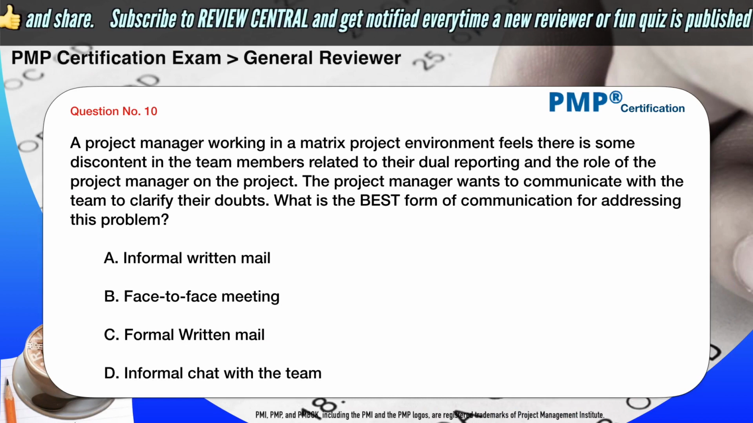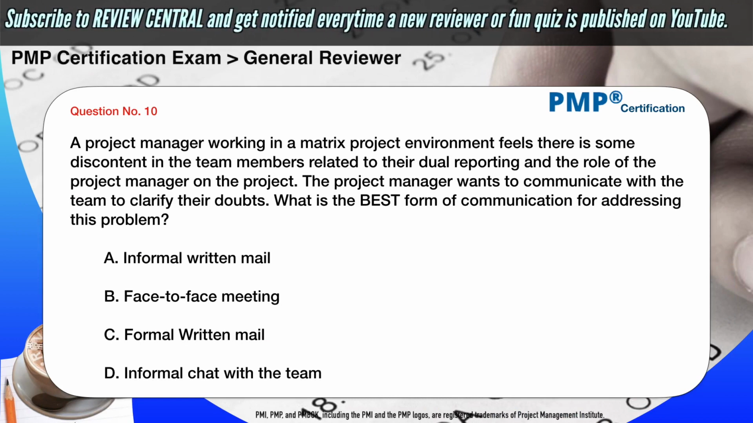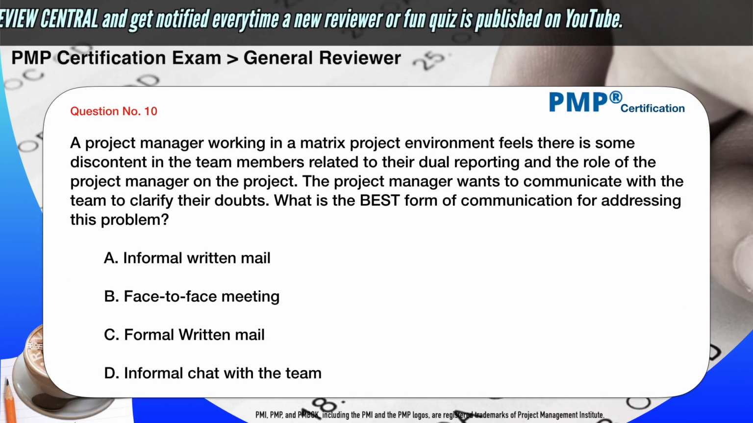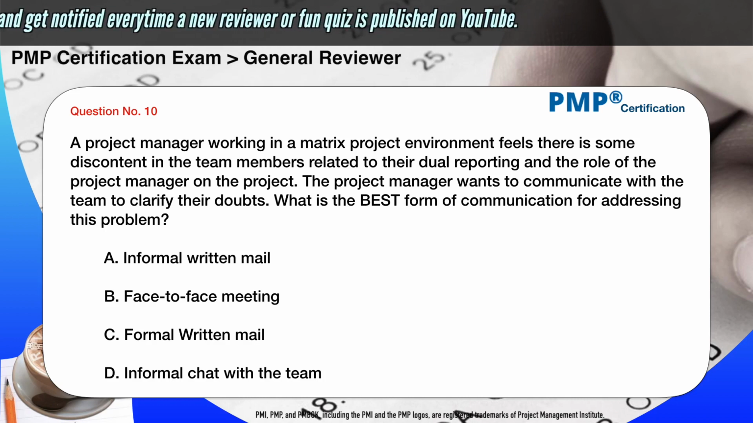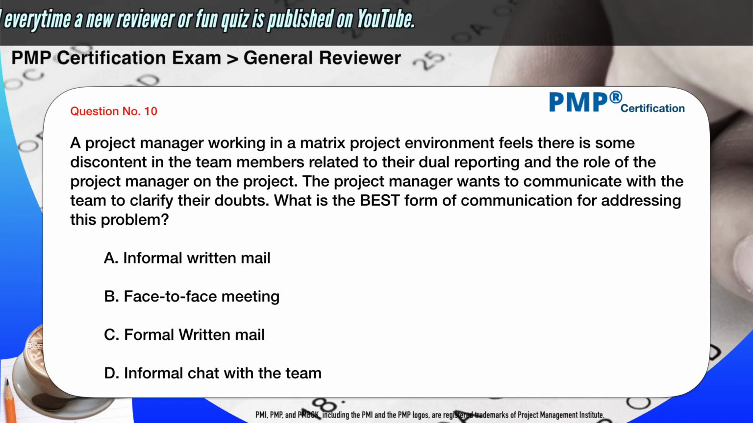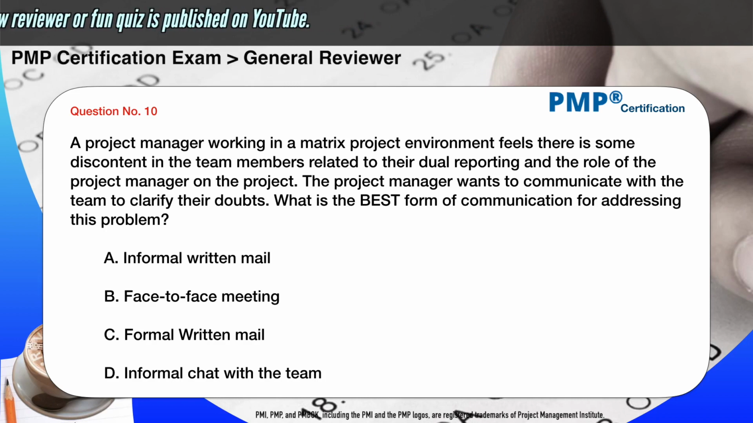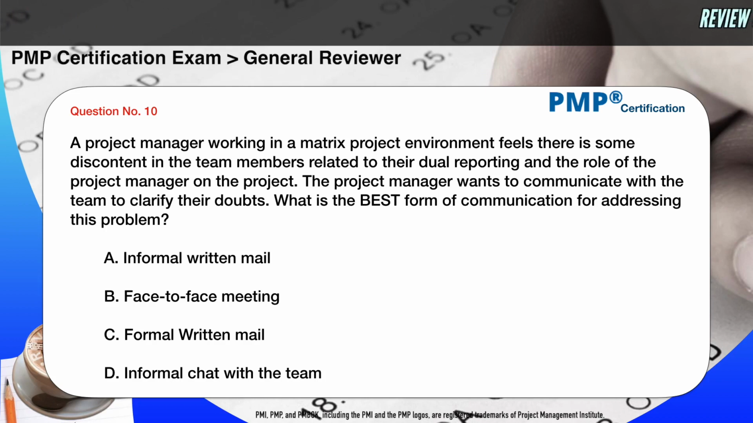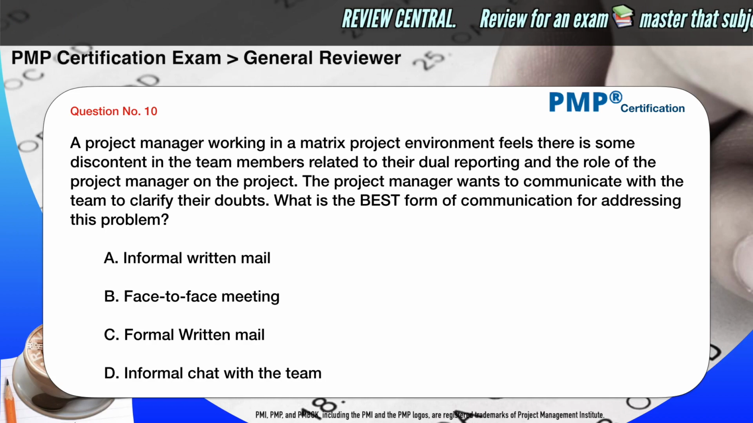A project manager working in a matrix project environment feels there is some discontent in the team members related to their dual reporting and the role of the project manager on the project. The project manager wants to communicate with the team to clarify their doubts. What is the best form of communication for addressing this problem? A. Informal written mail. B. Face-to-face meeting. C. Formal written mail. D. Informal chat with the team.